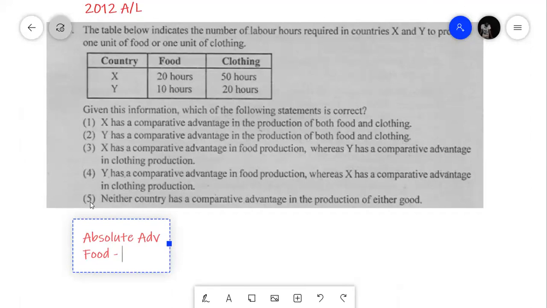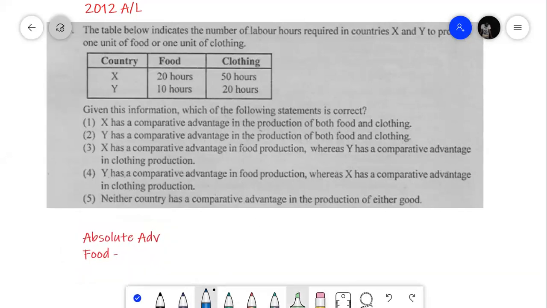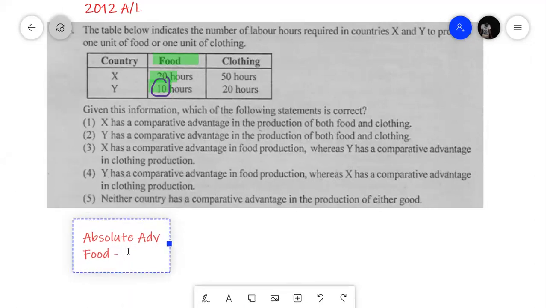So who is producing food with lesser labor hours? It's Y, right? Y is only taking 10 hours. For food, country X is taking 20 hours to produce, country Y is taking 10 hours to produce. So who is taking lesser hours to produce? Country Y. So country Y has the absolute advantage for food, right? Because this is input data, not output data, right?